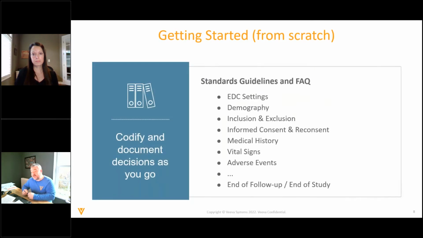If you're in the audience today and you're looking for guidance on how to get started, let's also think about that for a second. I mentioned earlier about codifying and documenting decisions as you go. A good starting point from our experience is to think about the really common standards, the ones you're likely to use in every single study. And we think of things such as demography, inclusion, exclusion, informed consent, and the likes. These are things you're going to use in every single study.